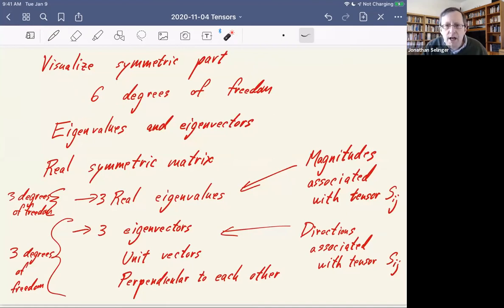How am I doing on time? Okay, let me just take a couple of minutes to briefly show you how you might visualize those things in a picture. So I'm going to switch to Mathematica just for a couple minutes here, and then I'll be done. If I stop this sharing, I'll make another share of Mathematica.